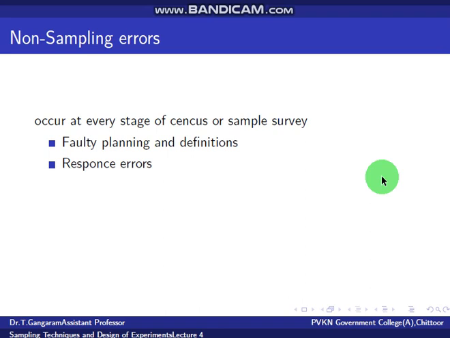Next error is response errors. These errors occur as a result of responses given by the respondents. They may be accidental. The respondent may misunderstand a particular question. Accordingly, he may give wrong information without any motive behind it.